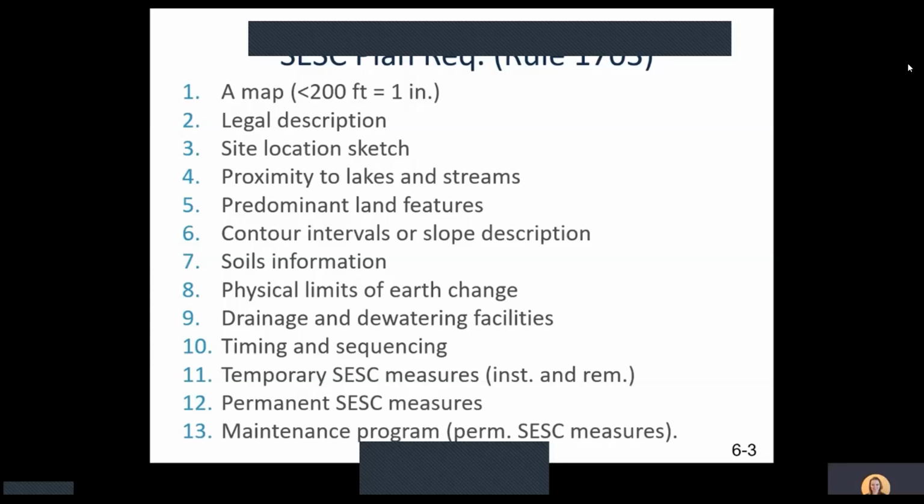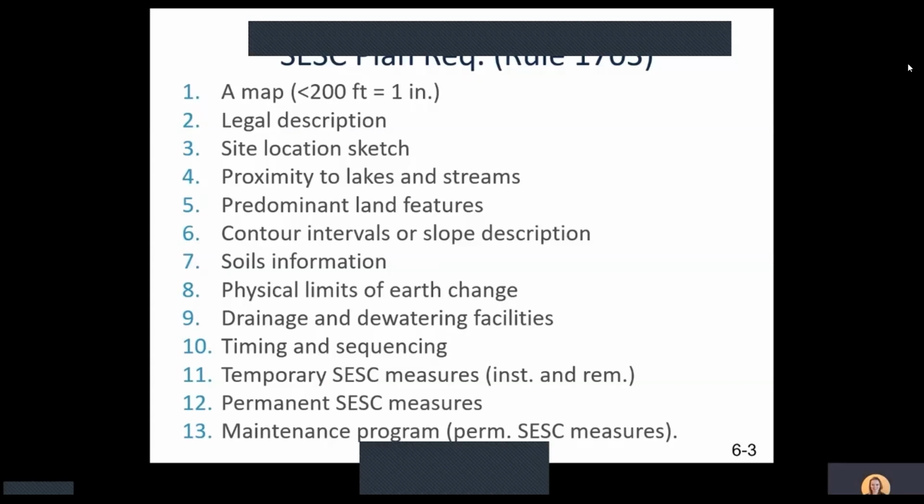Soils information, what type of soils are present at the site. This can be written on the map or attach a page from the county soils book, the NRCS Web Soil Survey, or other resources. Limits of the earth change should delineate the area of disturbance. Clearly indicate on the map so that another person reviewing the plan knows what the limit is. No disturbance should take place outside of this limit.